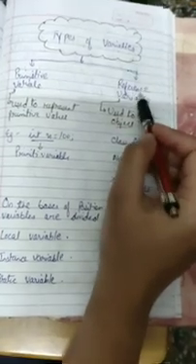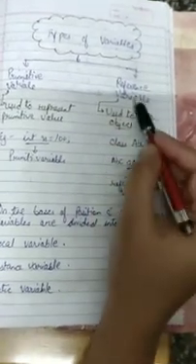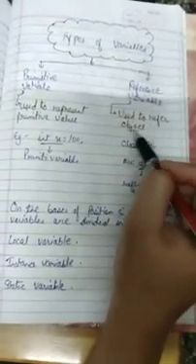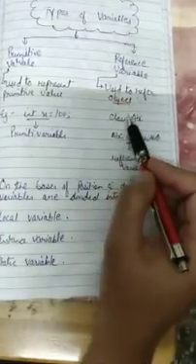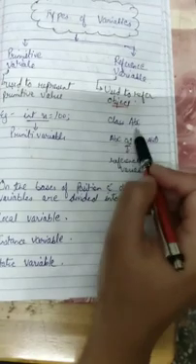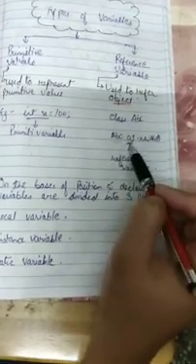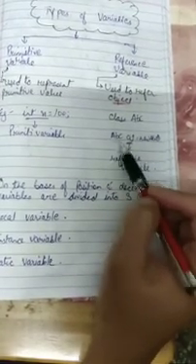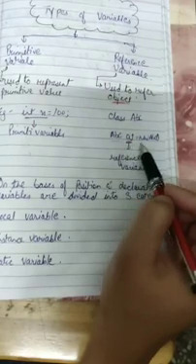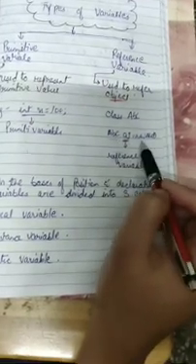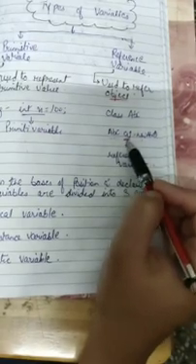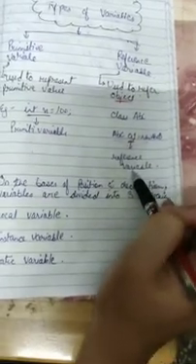Second is your reference variable. Reference variables are used to refer object. Let's have an example. If you have a class ABC, A1 is your reference variable. See, ABC A1 equal to new ABC. This is a procedure to create an object. Now here A1 is your reference variable.